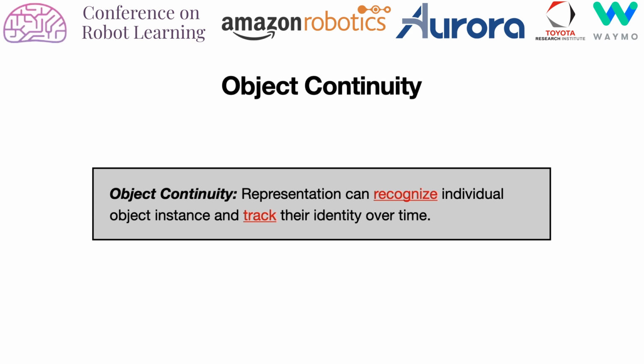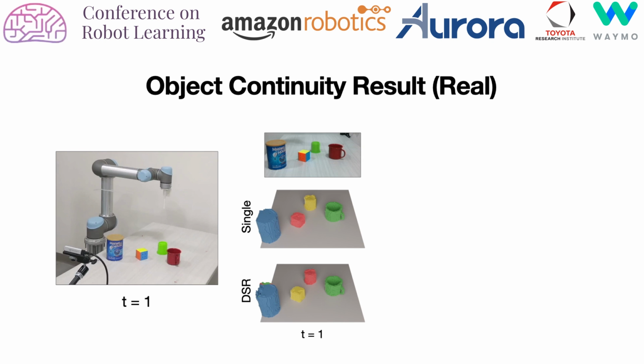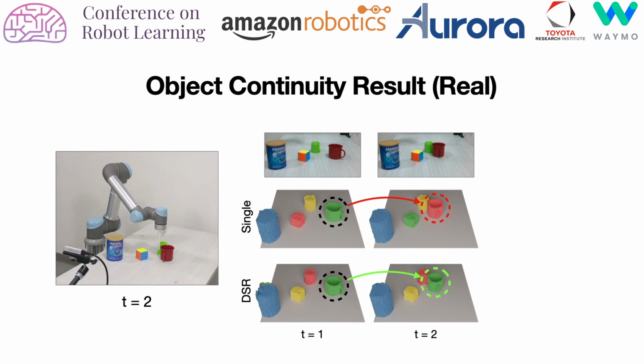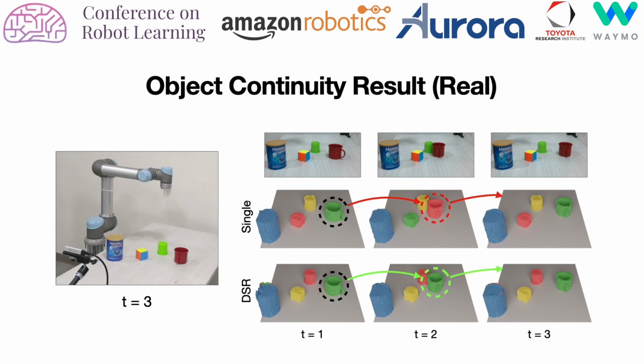Object continuity means the representation can recognize individual object instances and track their identity over time. Here we want to check the object instance consistency across different steps, where consistent prediction is labeled as green and inconsistent prediction is labeled as red. Here we can see that the single-step model cannot really track the object identity.